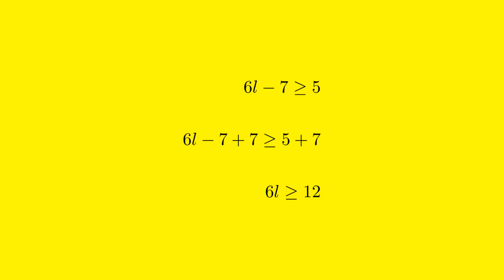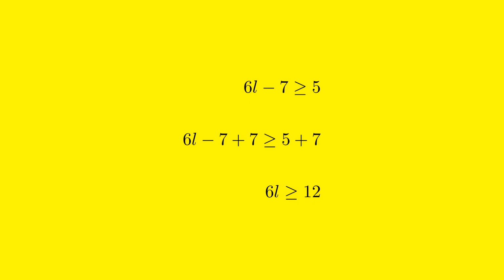So, we add 7 to the left side and also to the right side of 6l minus 7 greater than or equal to 5. The expression on the left side becomes 6l minus 7 plus 7. The minus 7 and plus 7 cancel each other out, leaving just 6l on the left side. The expression on the right side becomes 5 plus 7, which simplifies to 12. Now we have 6l greater than or equal to 12.